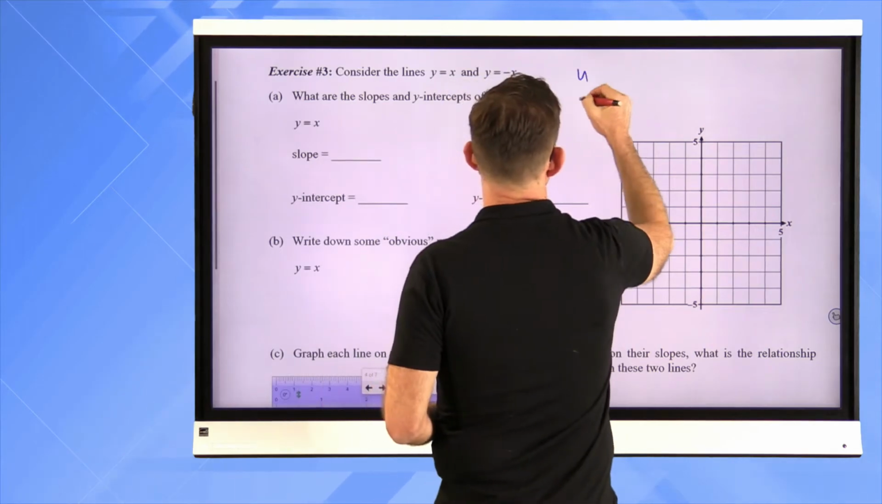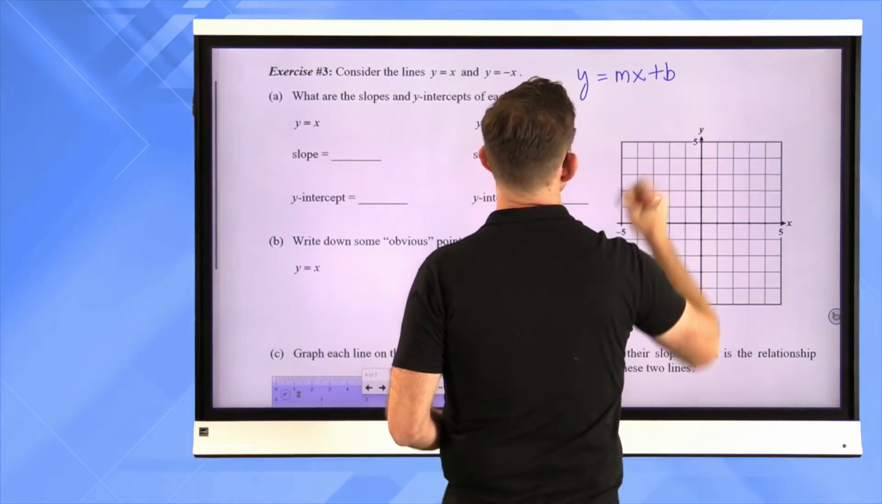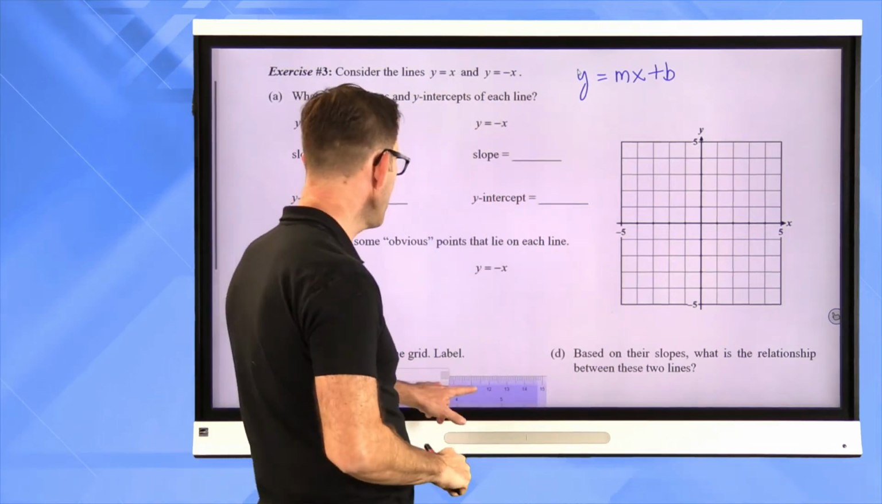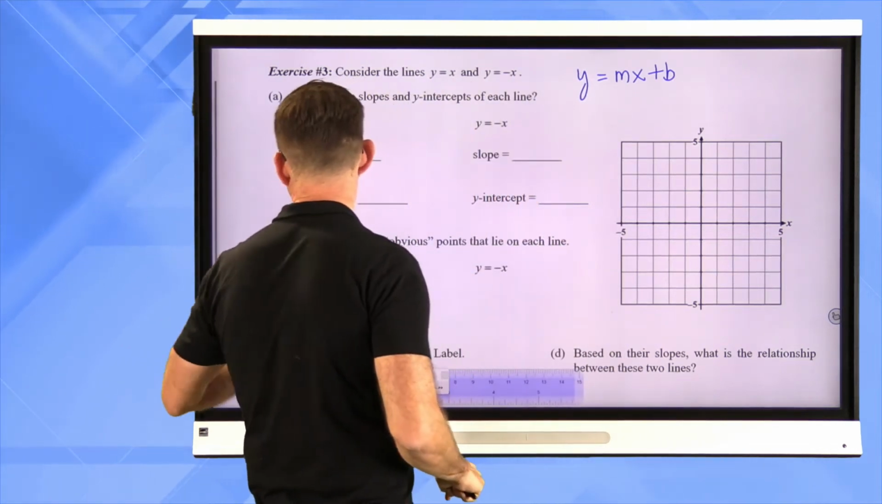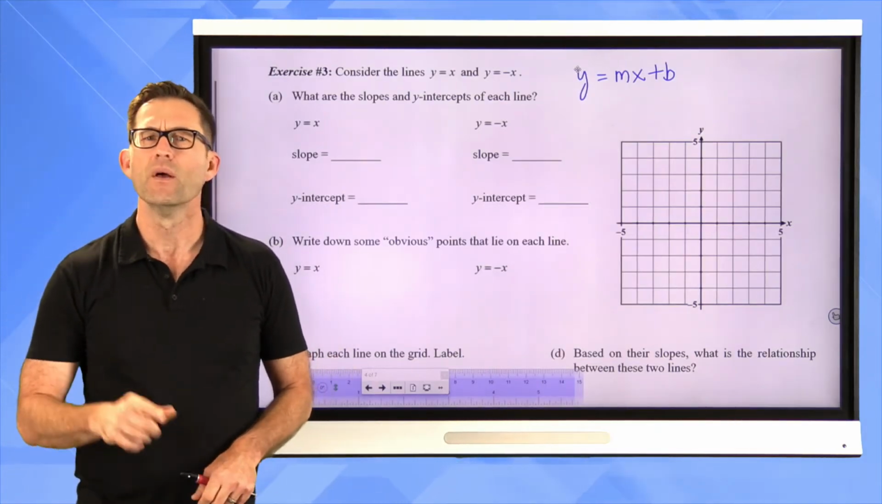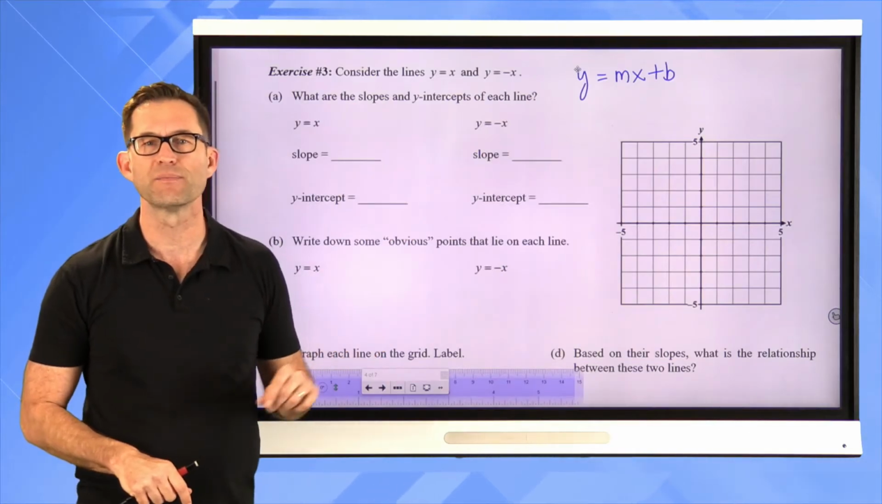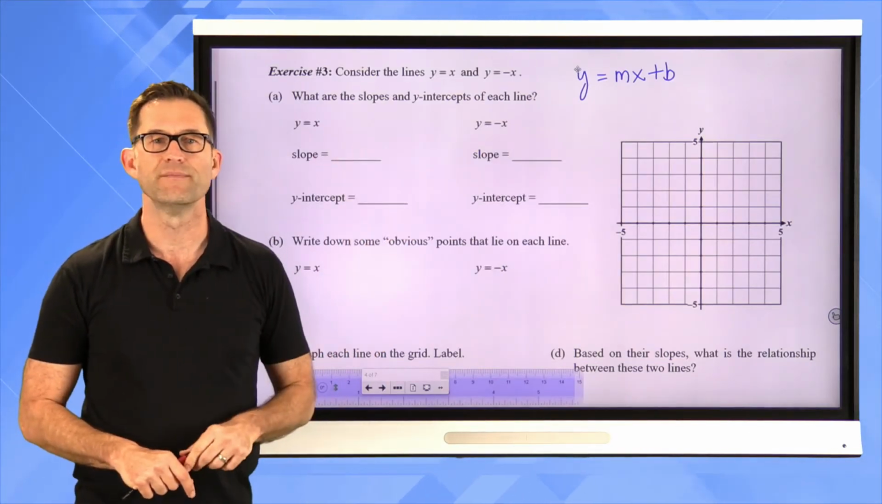Keep in mind that we can easily identify the slope and the y-intercept if we've got lines in that form, y equals mx plus b. So pause the video now and see if you can figure out the slopes and the y-intercepts of these two lines.